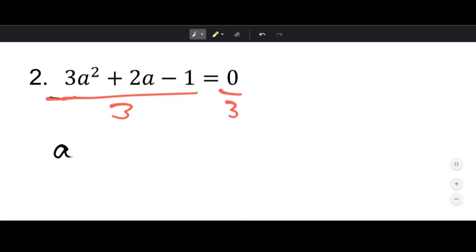So the first term just becomes a squared. Now the second term, 3 doesn't go into 2, so we have to write that as 2/3 a. And then same thing in the last term, we have to write that as a fraction, minus 1/3.